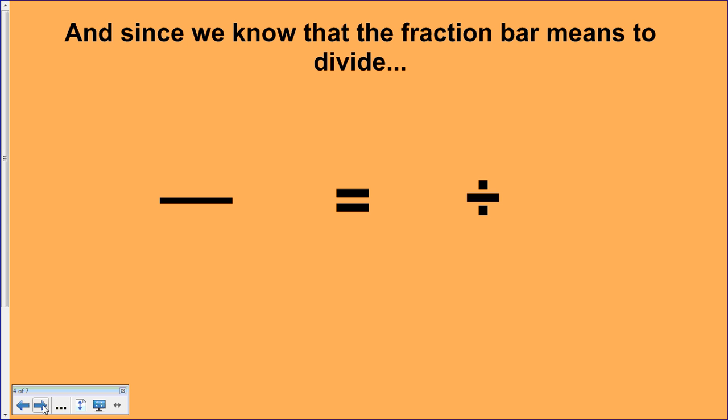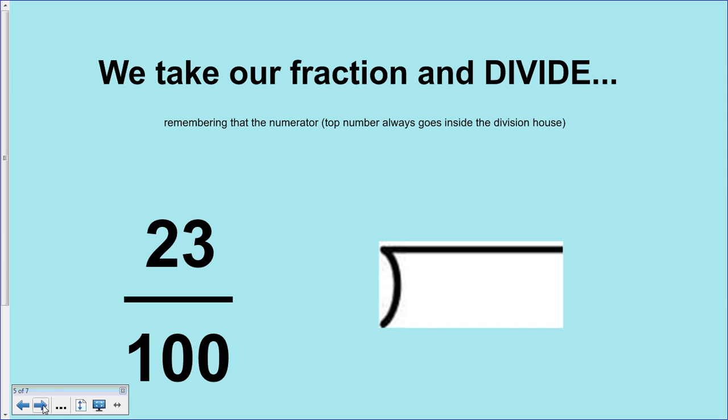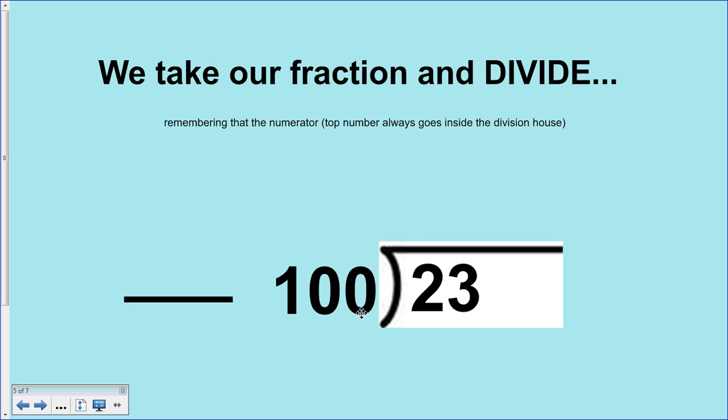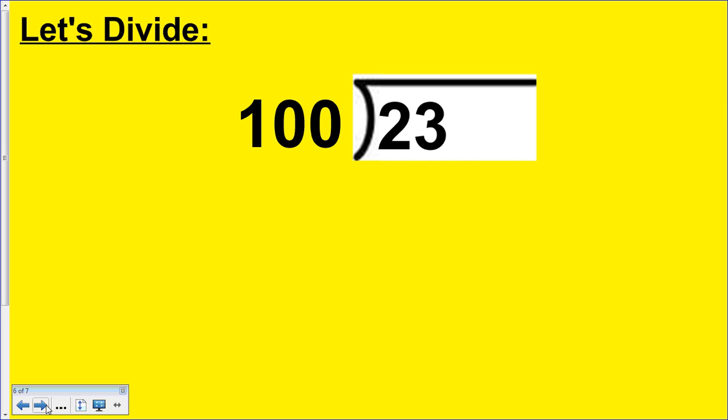And since we know that the fraction bar means to divide, we take our fraction and divide. Okay, and it says remember that the numerator, the top number, always goes inside the division house. So I take my 23, it's the numerator, it goes on the inside. And my 100 goes on the outside. So I have the division problem 23 hundredths. So let's divide. How many times will 100 divide into 23?